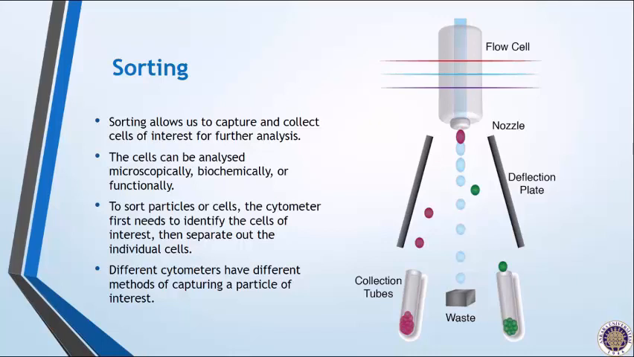Different cytometers have different methods of capturing a particle of interest. For example, the BD FACSVantage system's electronics apply a voltage charge to drops containing a cell that meets the predefined sorting criteria. Positively and negatively charged plates are placed on either side of the vibrating stream. As the charged drops pass by the charged plates, the droplets are deflected to the collection tubes depending on the droplet's charge polarity.